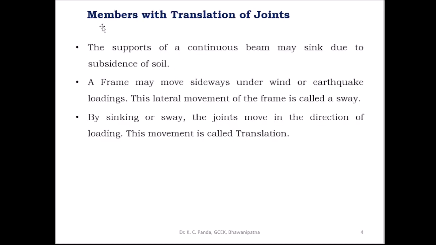Then coming to member with translation of joints. We know that one of the supports of a continuous beam may sink due to subsidence of soil, or a frame may move sideways under wind or earthquake loadings. This lateral movement of the frame is called a sway. By sinking or swaying, the joints move in the direction of loading. This movement is called a translation. So in this section, we will discuss the effect of translation of joints on the actual end moments of members.